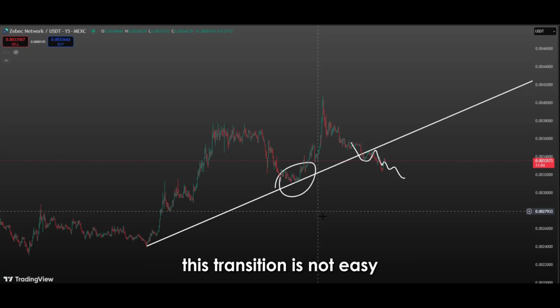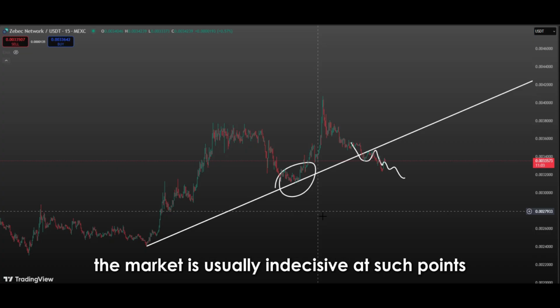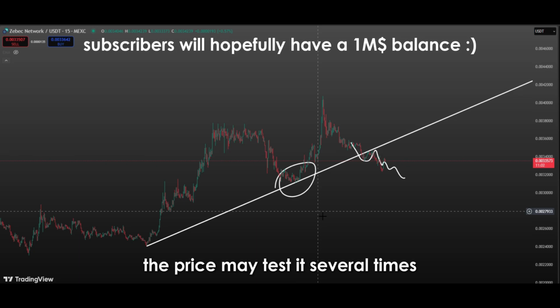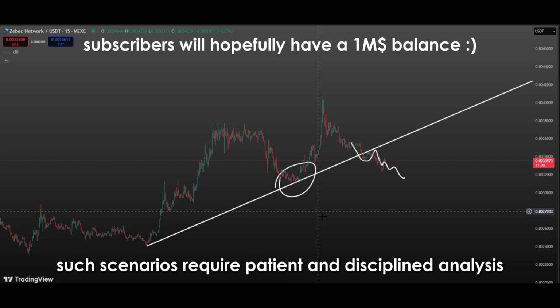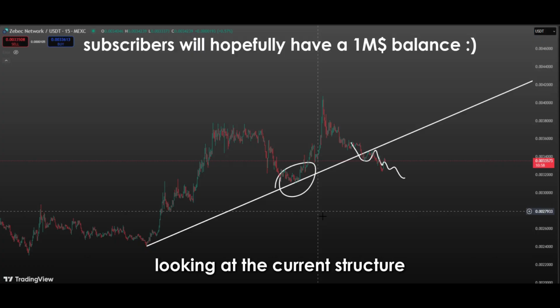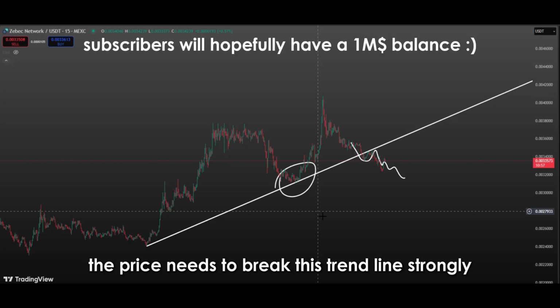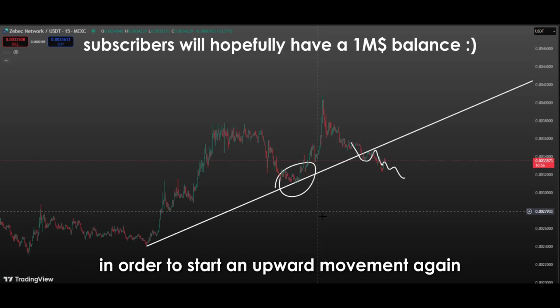However, this transition is not easy. The market is usually indecisive at such points. The price may test it several times and may even dip below it again from time to time. Such scenarios require patient and disciplined analysis. Looking at the current structure, the price needs to break this trend line strongly and persist above it in order to start an upward movement again.